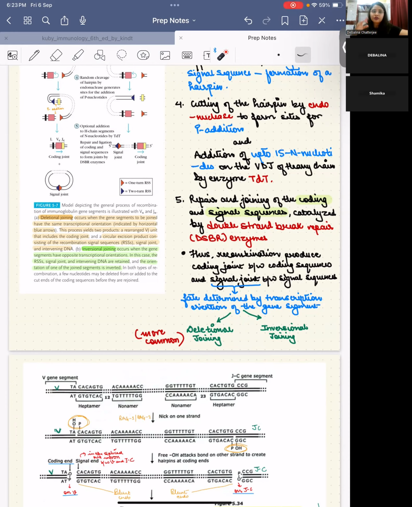The overall purpose of the RAG, the signal sequence, the recombinase enzyme is to mediate the cut and cleavages. Ultimately, the repair, the joining of the strand is being done by the usual repair machinery that comes into play whenever there is a cleavage for any other reason. So for recombination purpose, the enzymes that are majorly important are your recombinase enzymes, and whatever joining happens eventually is being mediated by the repair machinery.